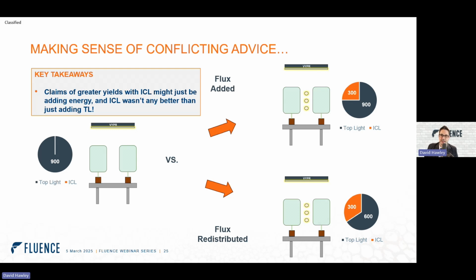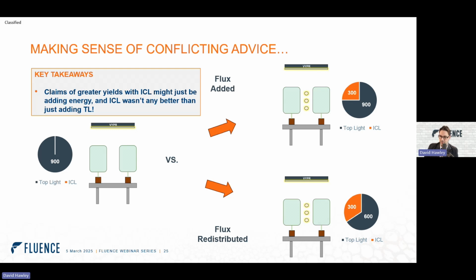Let's say you're starting out with a situation where you've got 900 micromoles per meter squared per second of top light. And that's what I'm illustrating here. Now, this way, what we've done is we've kept that 900 micromoles of top light, and we've added 300 micromoles of intercanopy light, right? That's what you see here. That's what the legend says. So in this case, we have added light. We have added energy to that crop, and therefore this is probably going to have a higher yield than our baseline here.